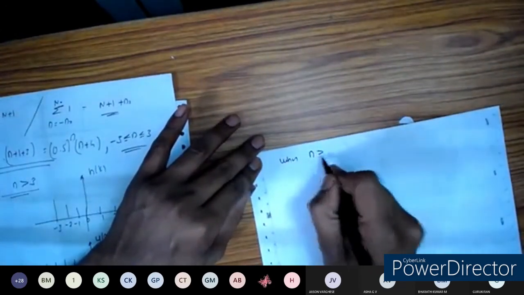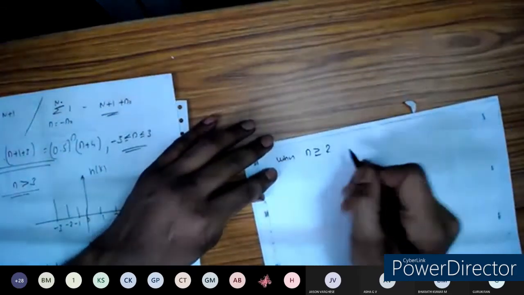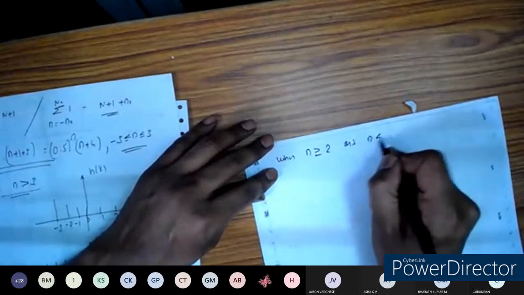So n is greater than or equal to 2 and less than or equal to 6 here. So take the case when n is greater than or equal to 2 and less than or equal to 6 here.